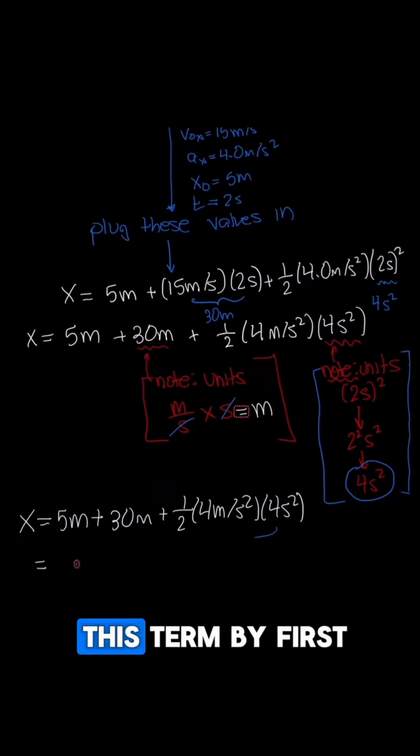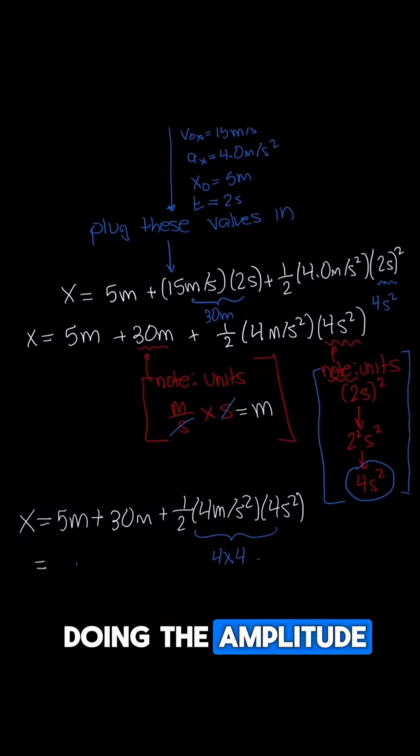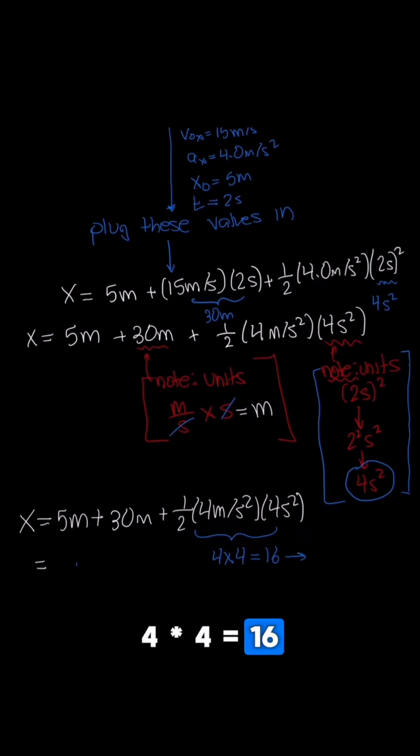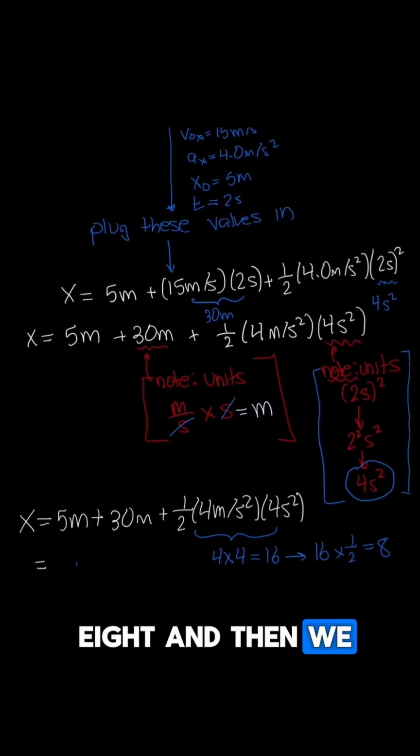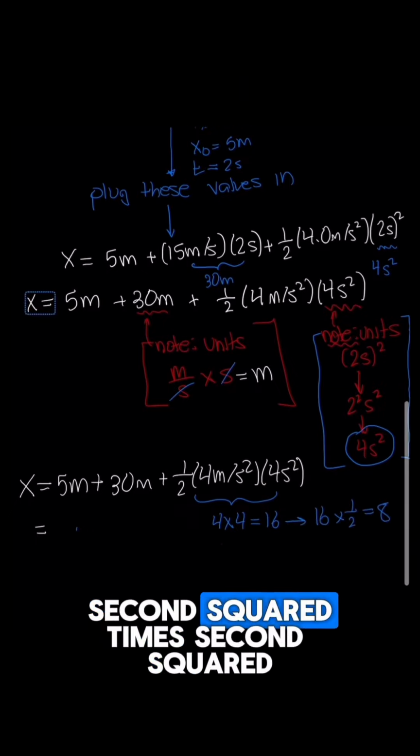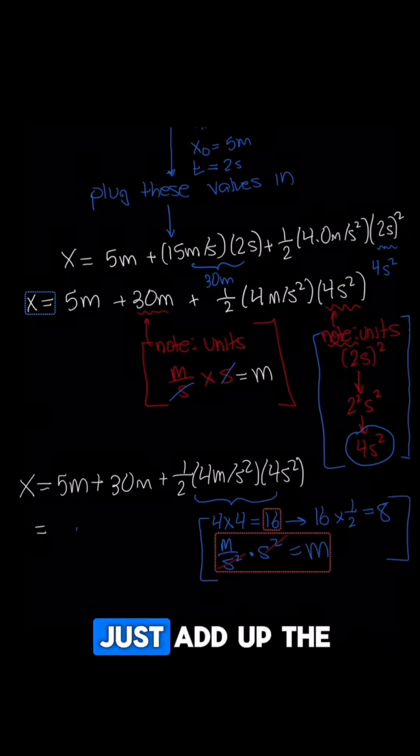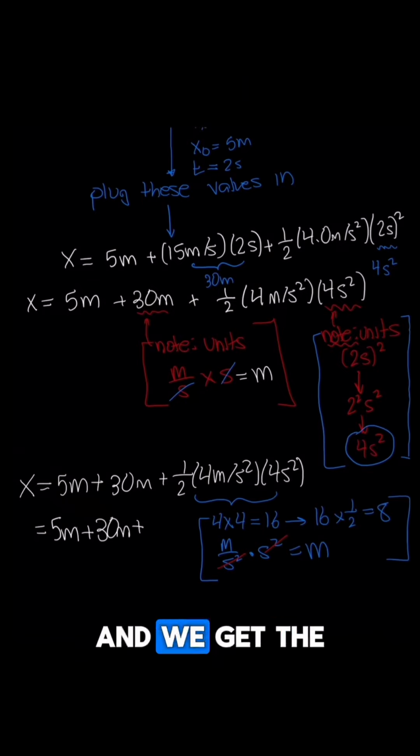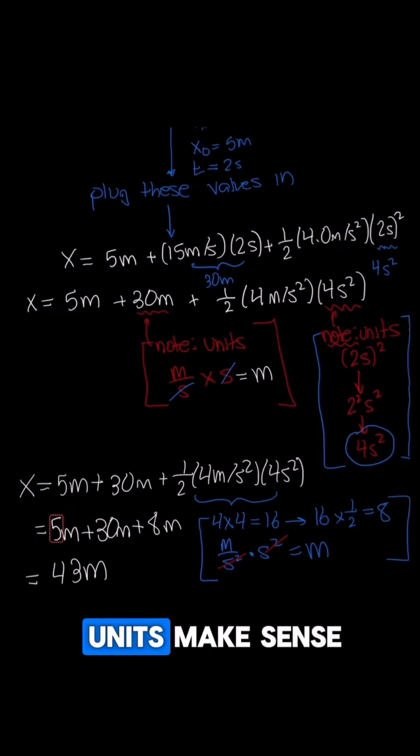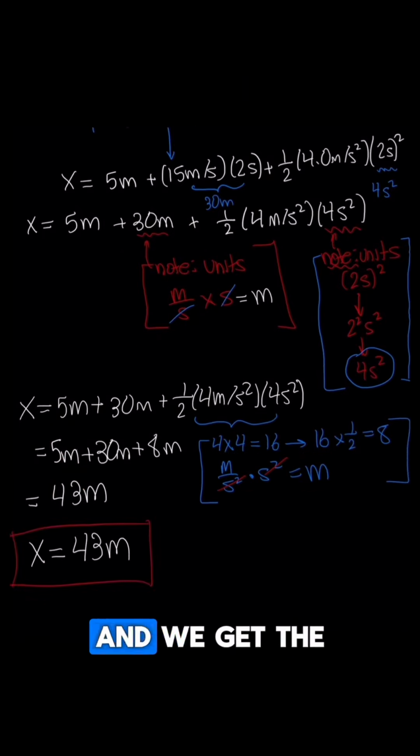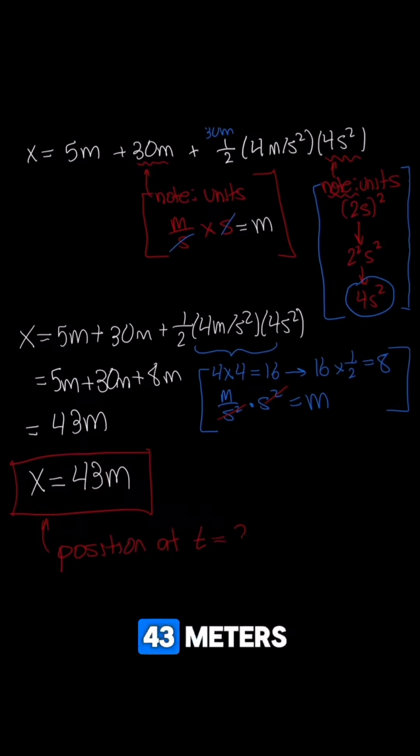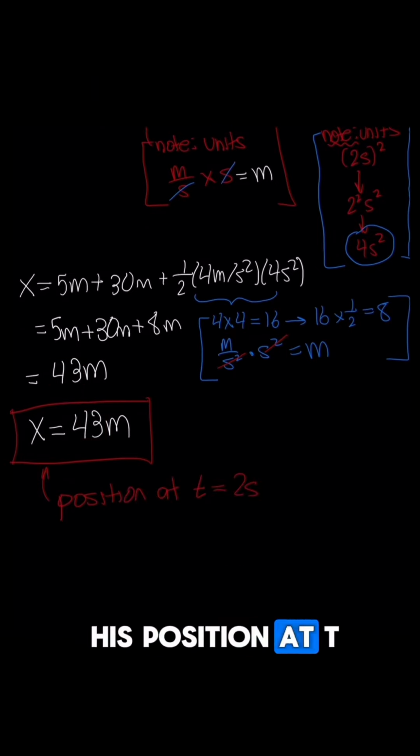Then we can evaluate this term by first doing the amplitude: 4 times 4 equals 16, then times 1/2 equals 8. Then we can multiply the units, which is meters per second squared times seconds squared, and the seconds squared cancel, just leaving us with meters. Then we can add up all the meter values. Notice how all the units make sense. We're adding all in meters, and we get the final answer equal to 43 meters. So that's going to be his position at t equals 2 seconds.